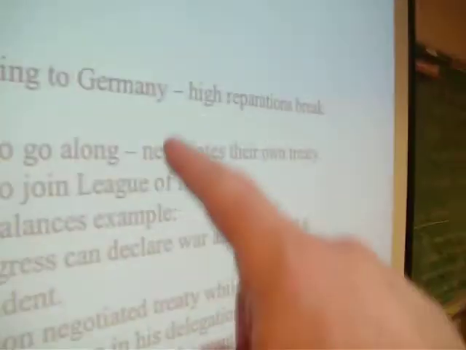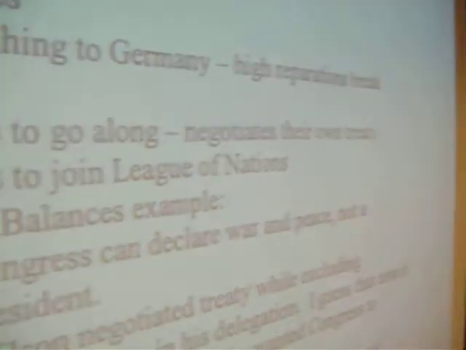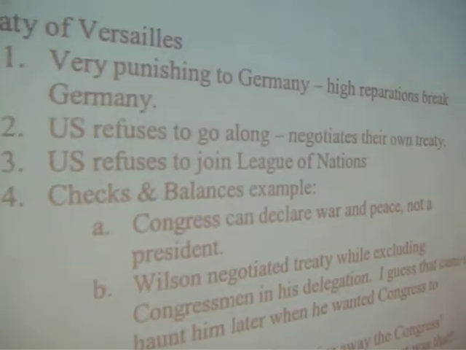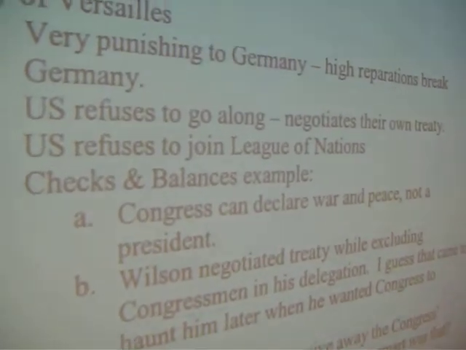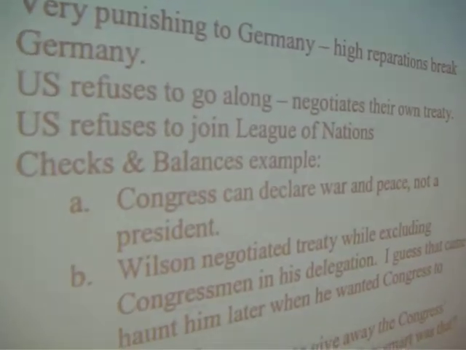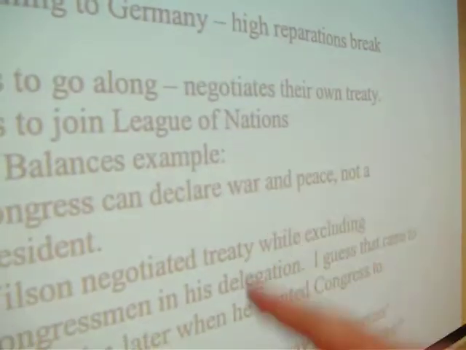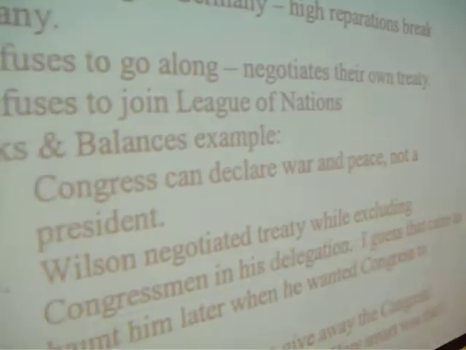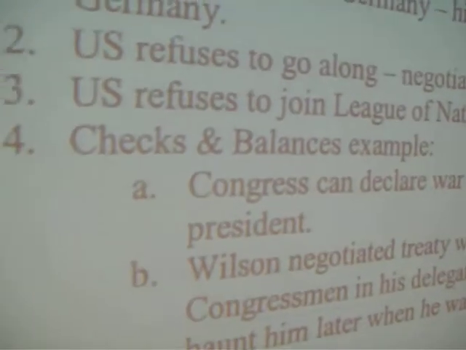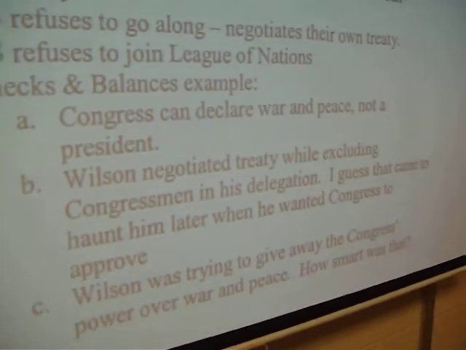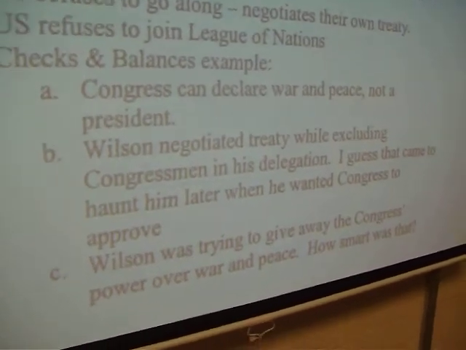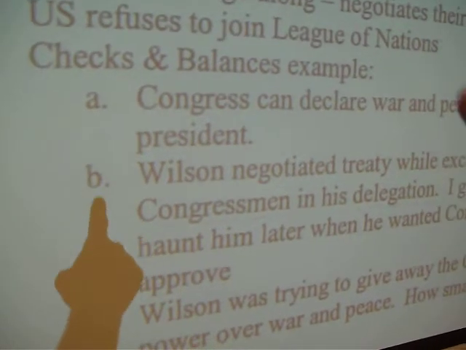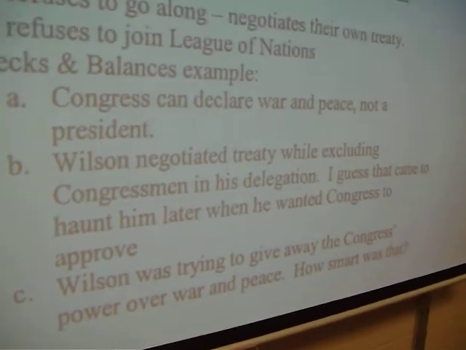Next, the United States, right here, refuses to join the League of Nations, primarily because our president gave away the Senate's power to make war and to make peace. Why didn't he give away something that was his? Hey, even another thing, check this out. This is Part A right here. Whoops, I should do this. This is Part A. Congress can declare war and peace, not the president. And Part B, which is right here, okay, Wilson negotiated this treaty while excluding congressmen in his peace delegation.